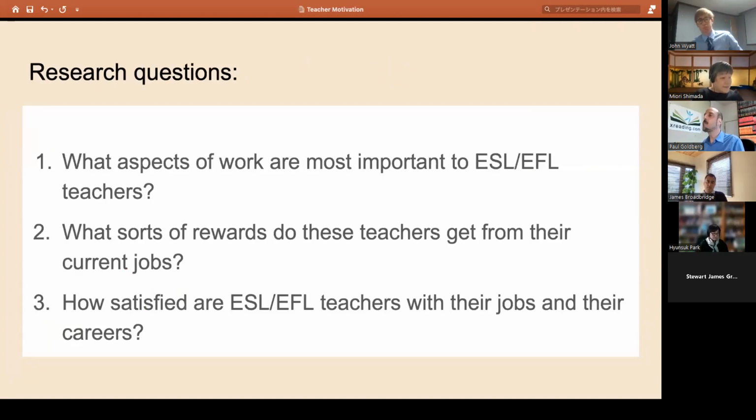Taking these views and findings into perspective, our study sought to re-examine this issue with a much larger and diverse sample of ESL and EFL teachers by asking the following. 1. What aspects of work are most important to ESL, EFL teachers? 2. What sort of rewards do these teachers get from their current jobs? 3. How satisfied are ESL, EFL teachers with their jobs and their careers?